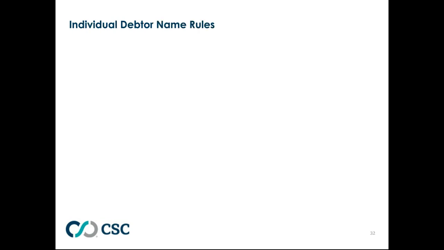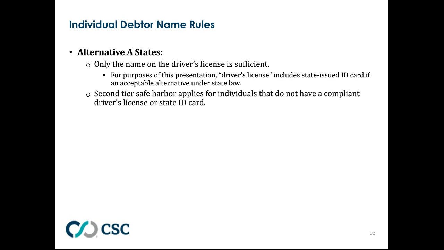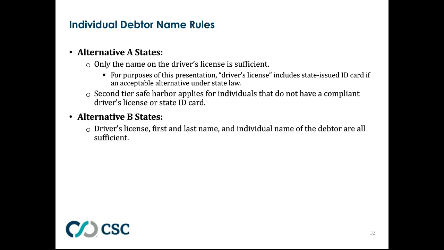Now we'll come to individual debtor names and the individual debtor name rules that are out there. During the enactment process of the amendments that took effect in 2013, there was some debate over whether to require the use of the driver's license as the source of a debtor name or whether to make it a safe harbor. And there were some vigorous advocates of both positions during the drafting process, and the drafters finally decided that what they would do is they would offer both up as legislative alternatives, and each state could decide which to enact.